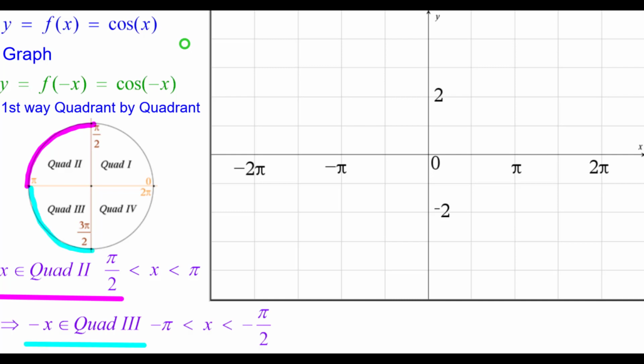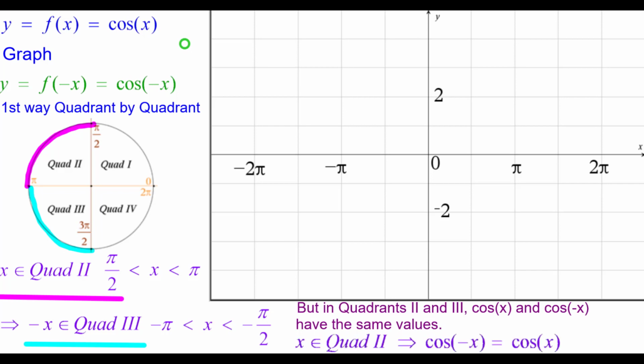If x is in quadrant 2, between pi over 2 and pi, then the opposite of x is in quadrant 3, where x is between negative pi and negative pi over 2. In quadrants 2 and 3, the cosine of x and the cosine of the opposite of x have the same values. They're both negative in those quadrants. So if x is in quadrant 2, the cosine of the opposite of x equals, you guessed it, the cosine of x.